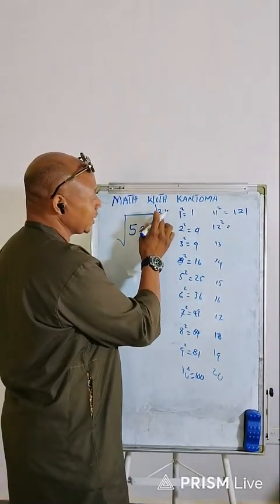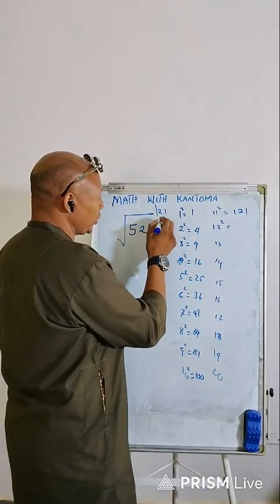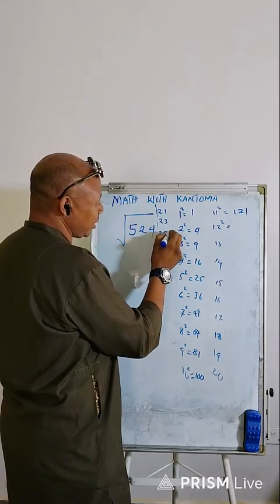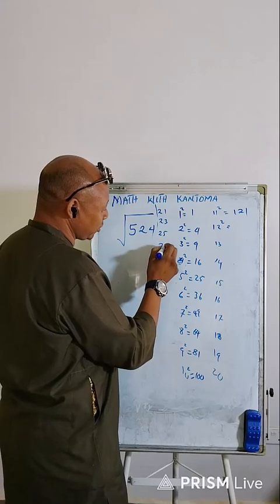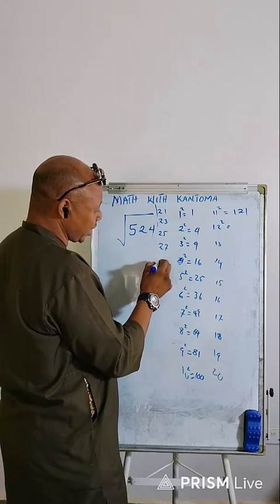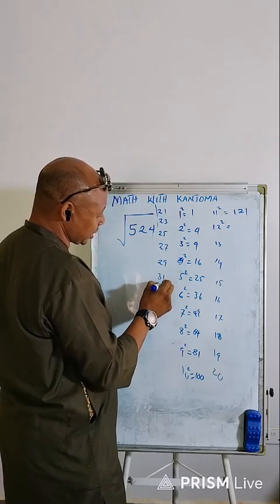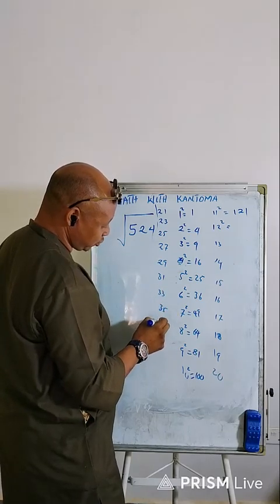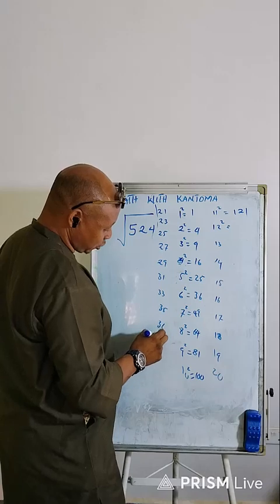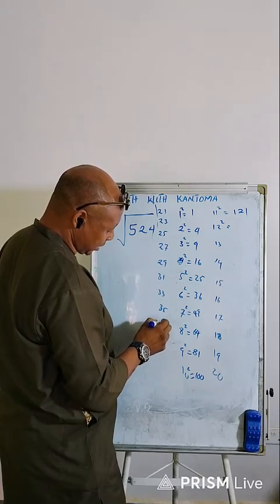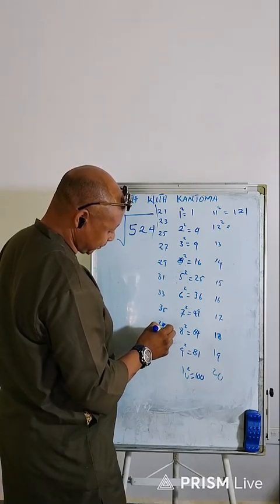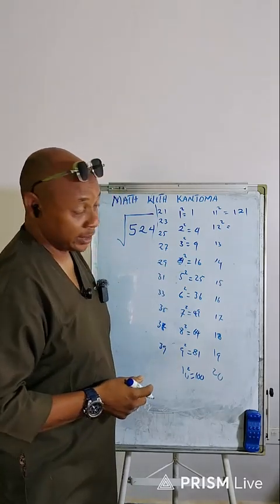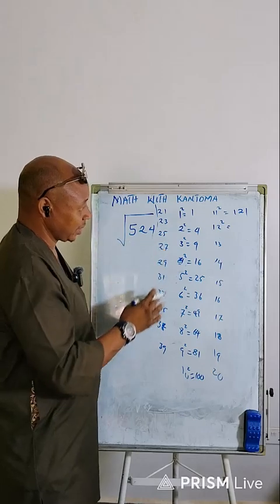Then on this 21, let me add 2 to it. I will have 23. If I add 2 to 23, I will have 25. Add 2 to 25, we have 27. Add 2, we have 29. Add 2 is 31, add 2 is 33, add 2 is 35, add 2 is 37, then 39. Let me leave it like this. We may not use everything. So now we have these values.